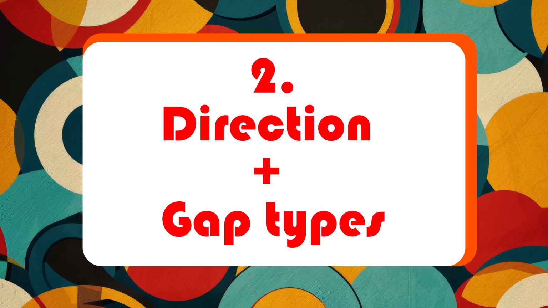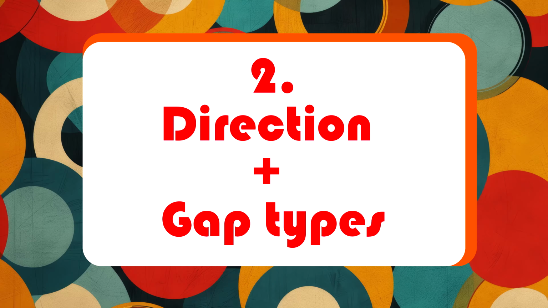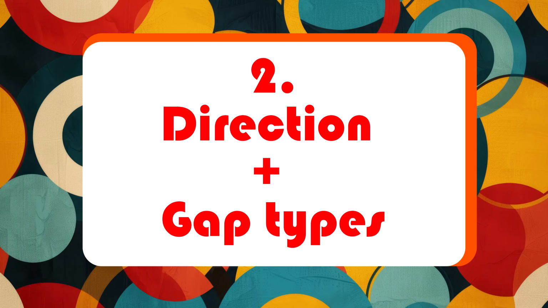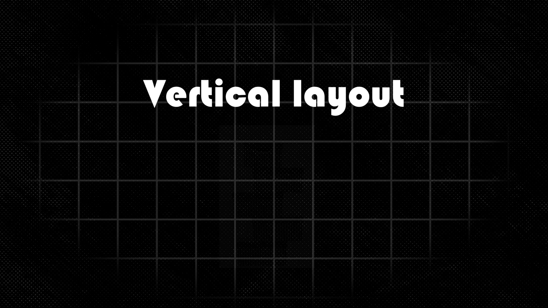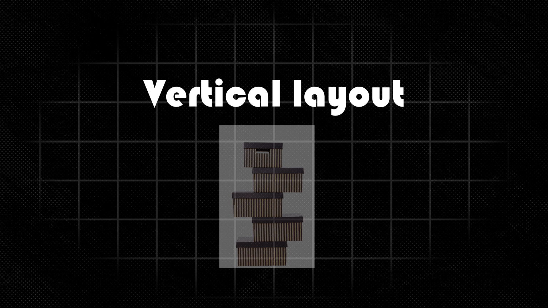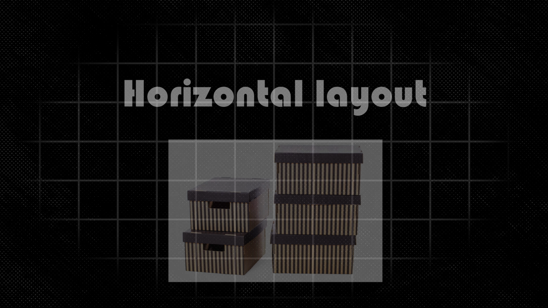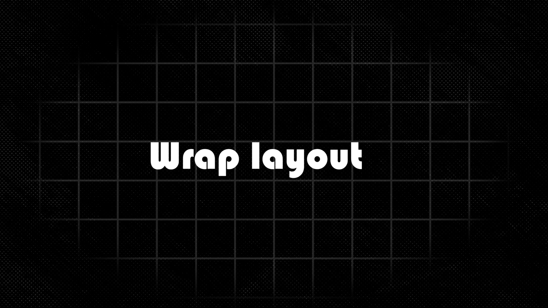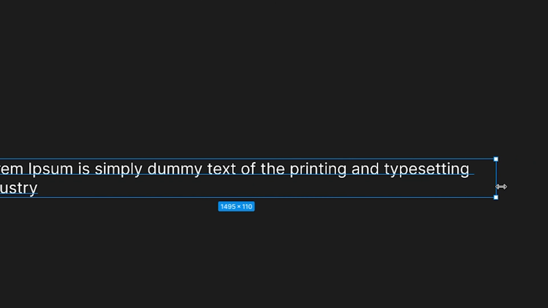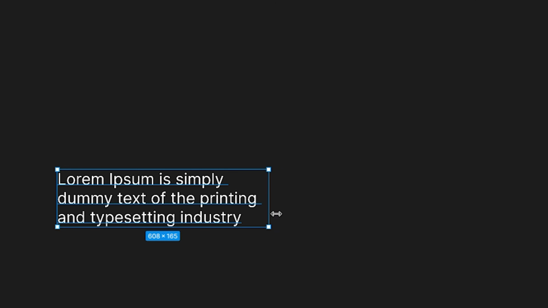Next up, let's look at direction plus gap types, which are super helpful when arranging elements inside auto layout frames. You can control how elements are stacked vertically or horizontally and the spacing between them. So there are three types of direction. Vertical, which stacks elements one below the other. Horizontal, that arranges elements side by side. And wrap, which automatically wraps elements to the next row or column when there is no more space.